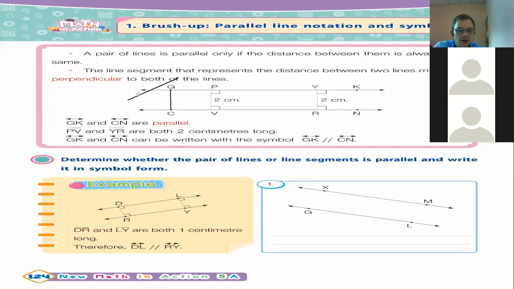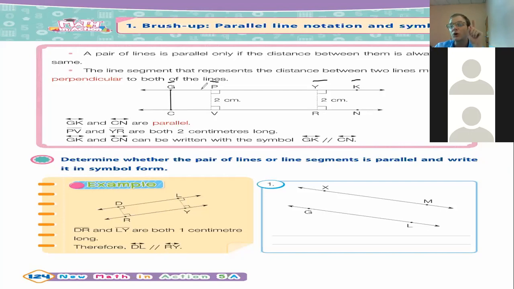So if you look at our picture on the top, how many letters do we have on the top line? We have G, P, Y, and K. How many is that? 1, 2, 3, or 4. How many? Come on. 4. So we have 4 different places where they measure the lines.